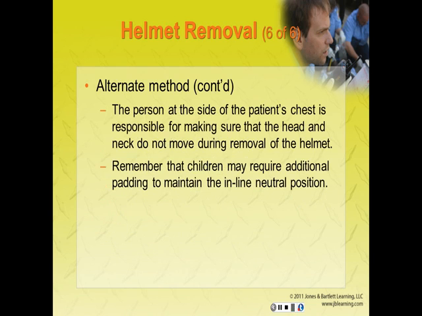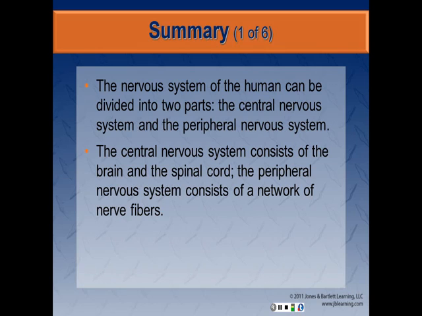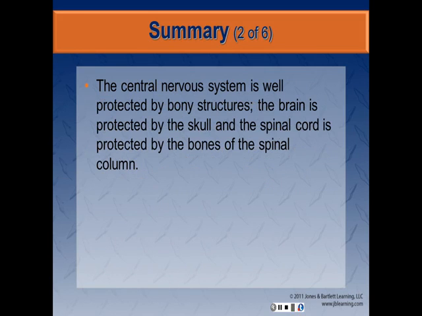In summary, the human nervous system can be divided into two parts, the central nervous system and the peripheral nervous system. The central nervous system consists of the brain and the spinal cord. The peripheral nervous system consists of a network of nerve fibers like cables that transmit information to and from the body's organs and to and from the brain.